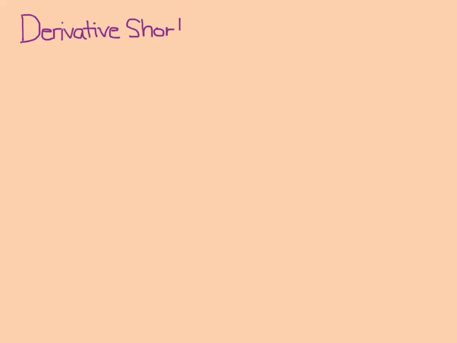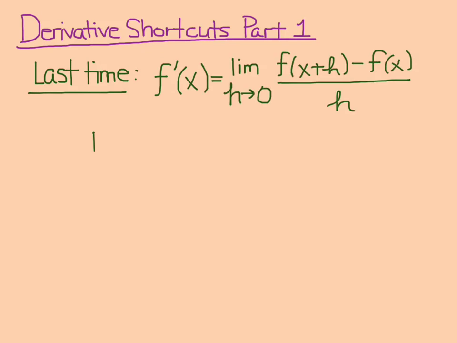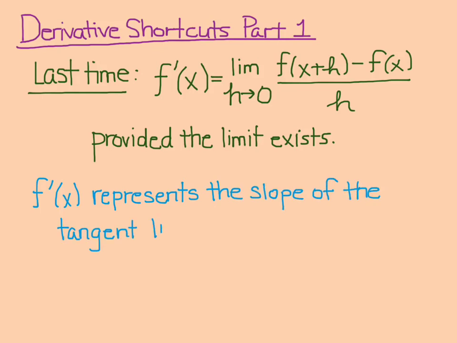The following video is on derivative shortcuts. This is part 1 in this series. Last time we saw that the definition of the derivative of f of x is the limit as h goes to 0 of f of x plus h minus f of x over h, provided that the limit exists. F prime of x represents the slope of the tangent line to f of x at the value x.